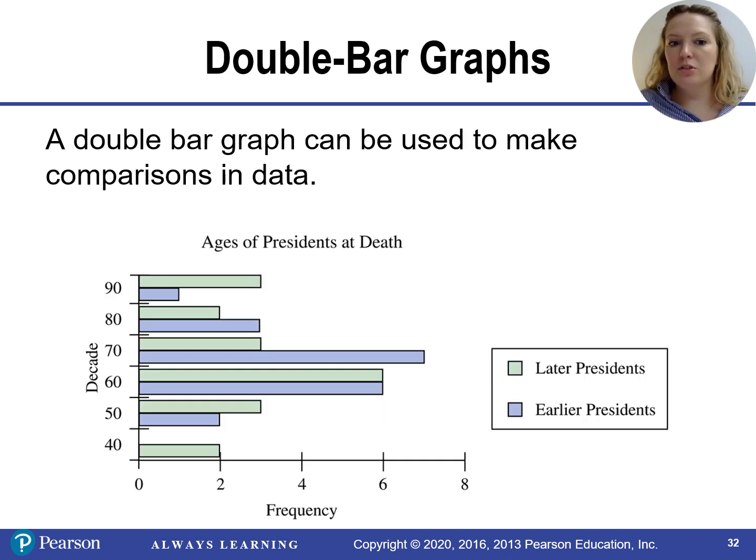We can also use double bar graphs. These are used to compare. If we wanted to go back to our presidential data and split it between later and earlier presidents, we could graph the frequencies of the decade of their age that they died in and represent the later presidents with green bars and the earlier presidents with blue bars.